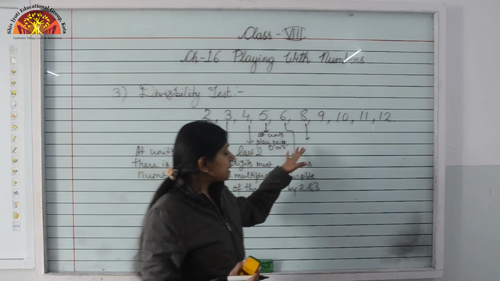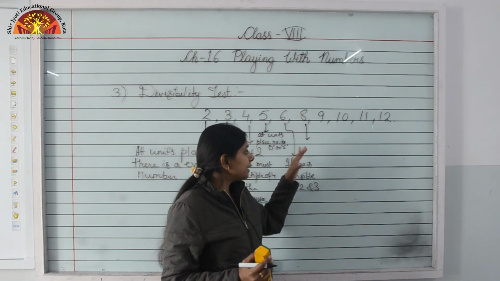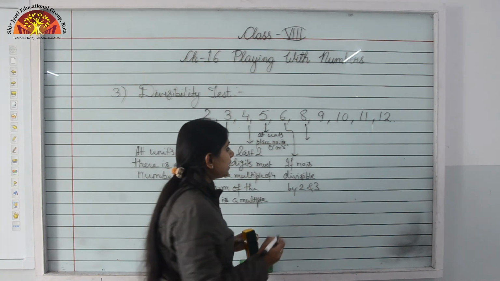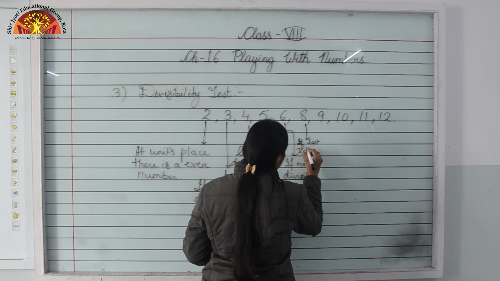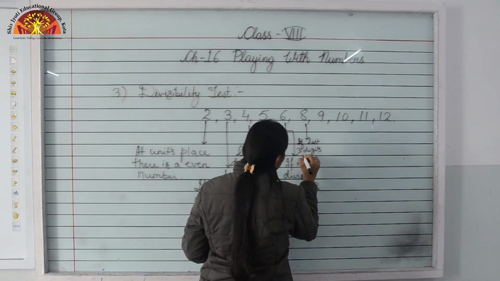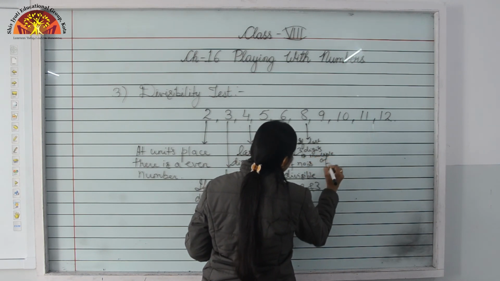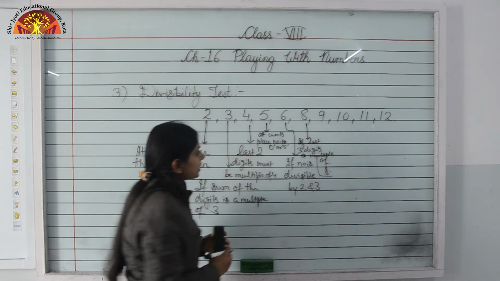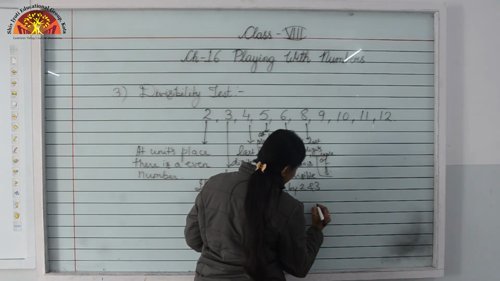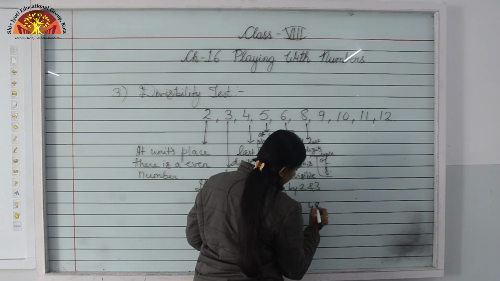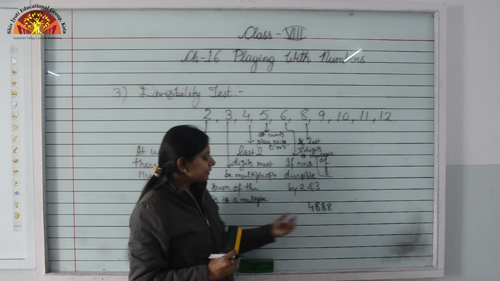Now just see, children, how to test the divisibility of 8. If the last 3 digits are a multiple of 8, then we can say that a number is divisible by 8. Suppose I take the number 4888.